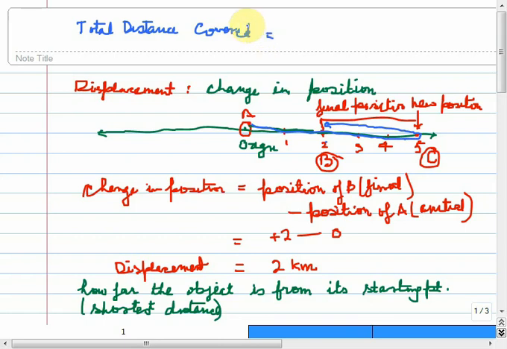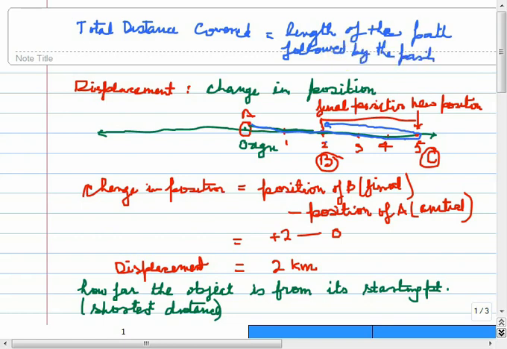is equal to the length of the path followed by the particle. In this case, the length of the path is AB plus BC plus CB. AB is 2 kilometers, BC is 5 minus 2, and again CB is 5 minus 2. So total distance covered is 2 plus 3 plus 3, which is equal to 8 kilometers. This is the distance covered, and the displacement is only 2 kilometers.